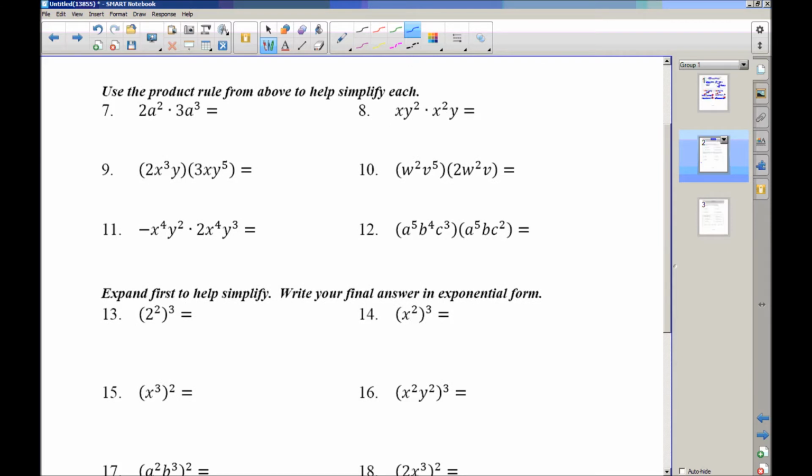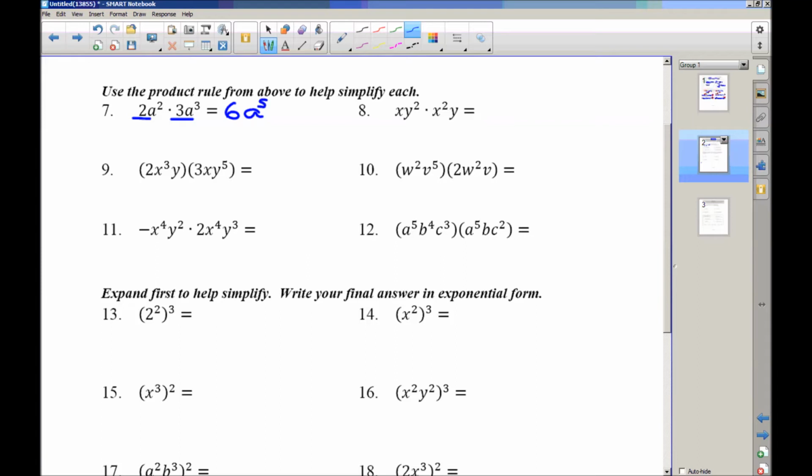So 2 times 3. Okay, so these are two terms being multiplied together. The 2 and the 3 are the coefficients of the term. They just multiply to 6. There's no exponents on them. The exponents are both 1, so you just times them together, 2 times 3. Okay, there's a's with exponents in both of these, so we just combine the exponents with 2 plus 3 to make 5.